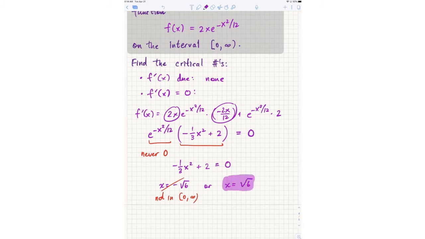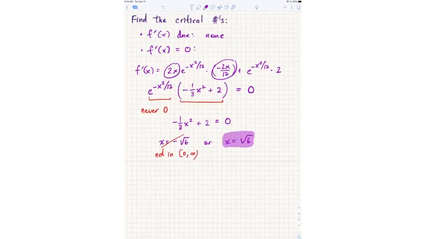Okay, so our function has only one critical number. We've done these problems a lot. We've learned that if I only have one critical number, that means if it's a local min, it has to be the absolute min. If it's a local max, it has to be the absolute max, right? Because if you only found one critical number, there can't be a min or max anywhere else. So how are we going to justify whether this is a min or a max? What method would you like to use?